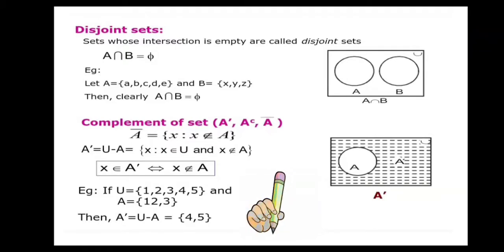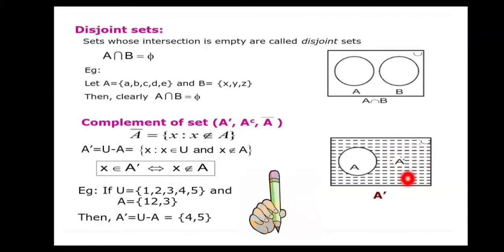What is the complement of a set? We can write the complement of set A as A dash, A complement, or A bar. So in these three ways we can write it. A bar equals {x such that x does not belong to A}, which means the complement of A is everything except set A, that is, all the elements belonging to the universal set.